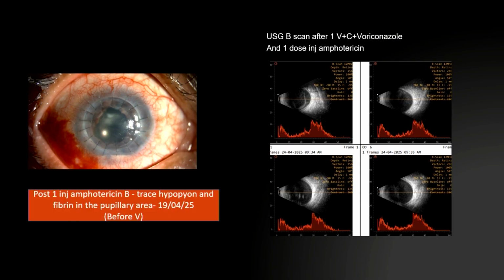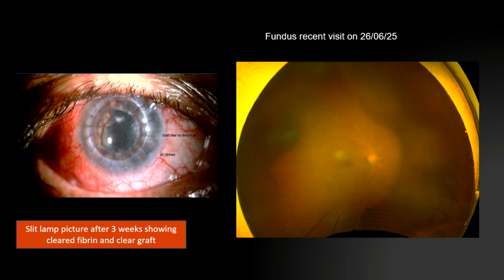This was after the first injection of amphotericin B, with a trace hypopyon. This is the slit lamp picture. This picture was before the vitrectomy, and this ultrasound was also before the vitrectomy. This picture shows the eye 3 weeks after the patient was given these injections, and it showed that the fibrin was cleared and the graft had become clear, and the fundus is visible.